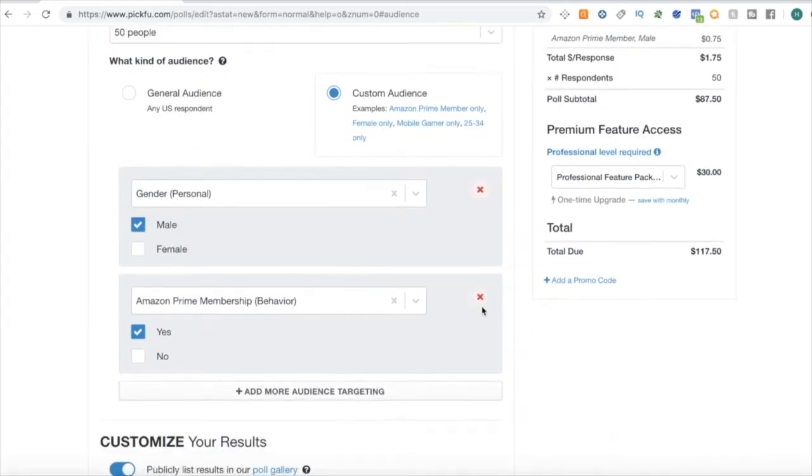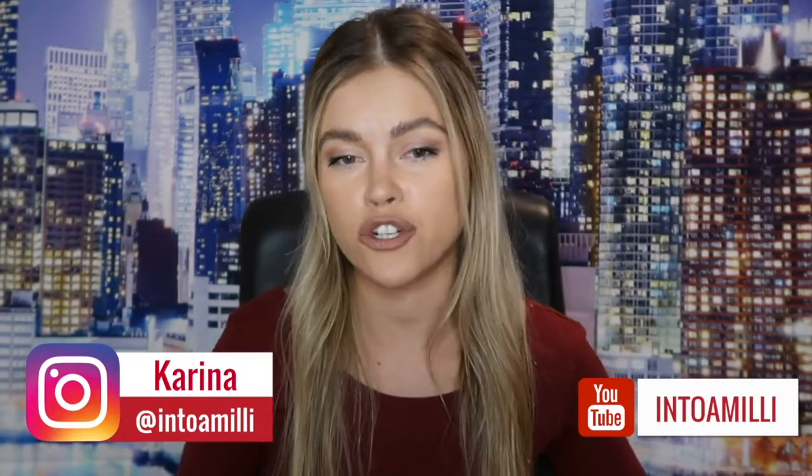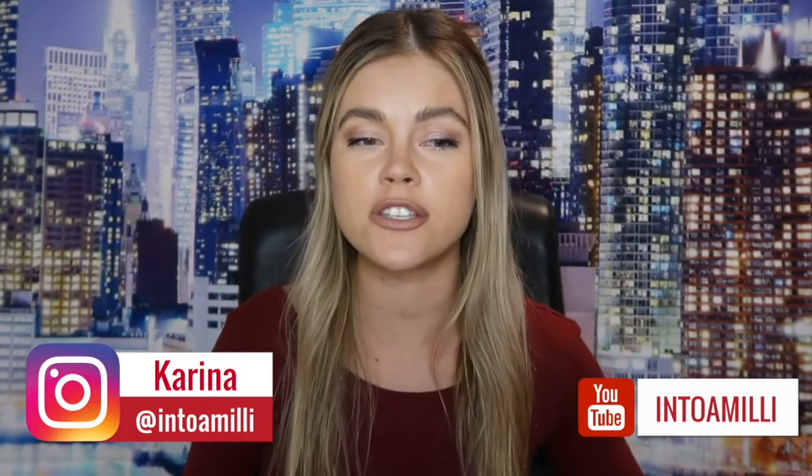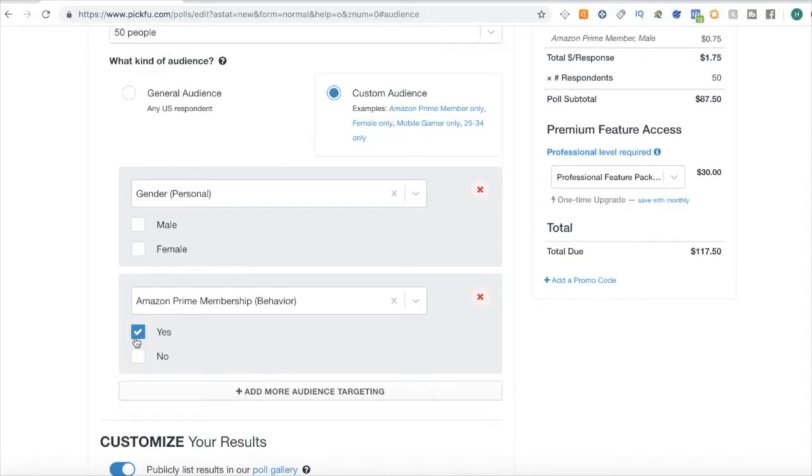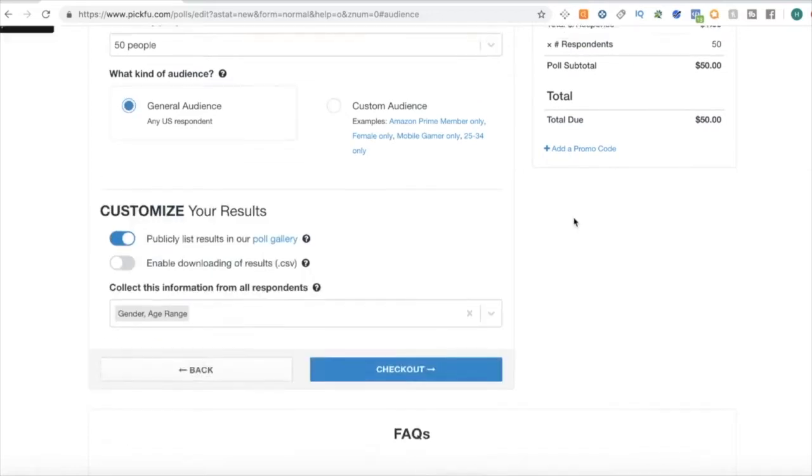To be perfectly honest, guys, you don't even have to isolate it to Prime membership or gender. Just be careful with this. If your product really is male-centered, if only males are buying your product, and you should know this since you've done your market research, then make sure you select that. But you don't have to go too detailed, because this is just people's opinions, and even just starting without these audiences, $50 is good enough to get you going, to get you started, to know what direction you want to go.